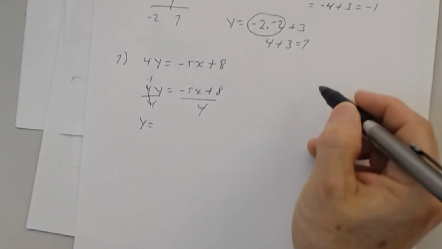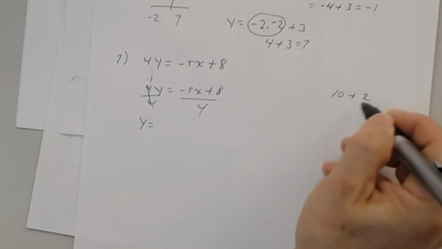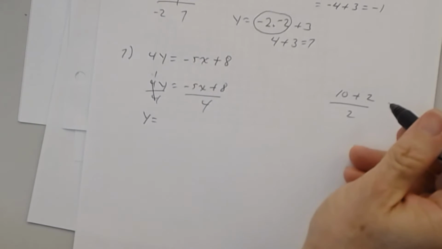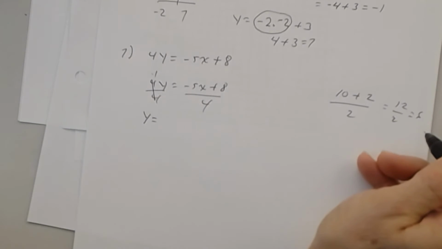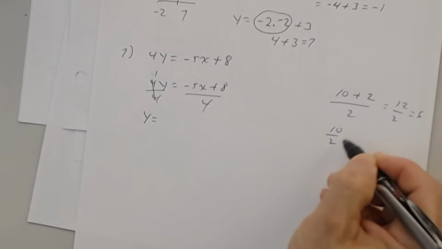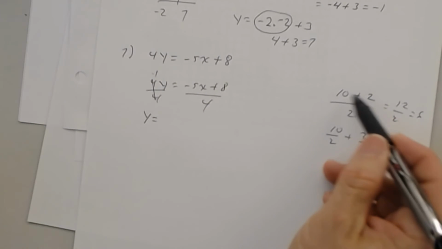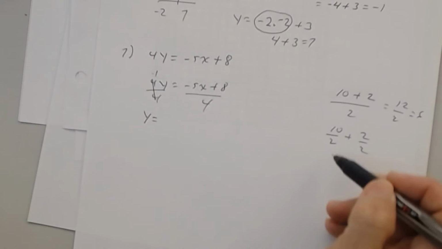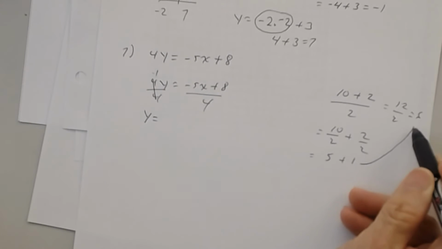For example, if I had 10 plus 2, divided by 2. You all know that 10 plus 2 is 12, right? So that's 12 divided by 2, which is 6. Could I also have said 10 divided by 2 plus 2 divided by 2? So take each term that's in the numerator and divide it by the denominator. What's 10 divided by 2? And 2 divided by 2? And you still get 6.